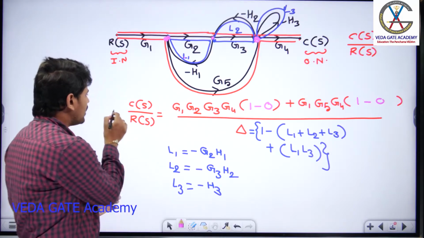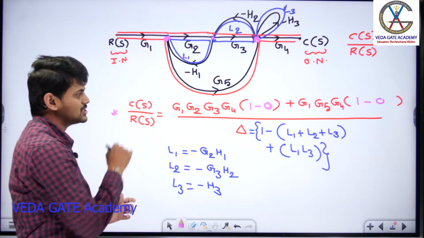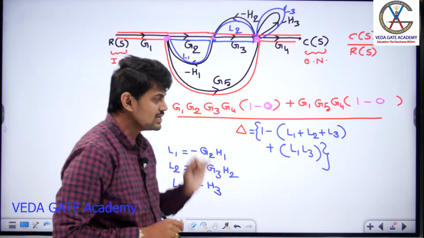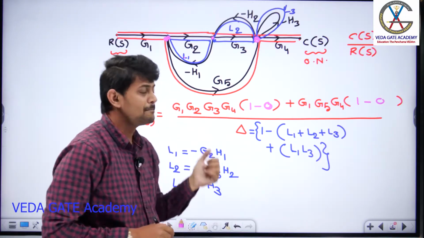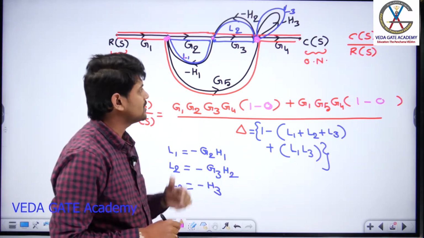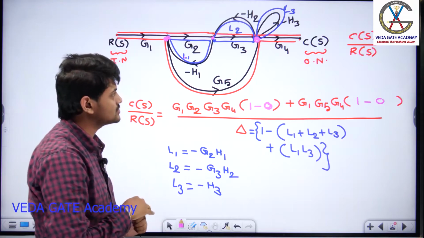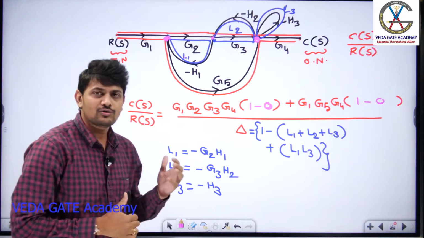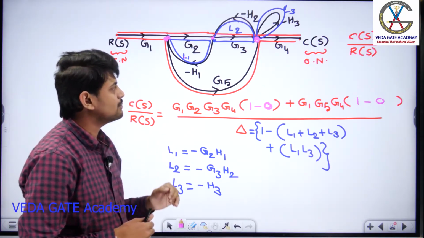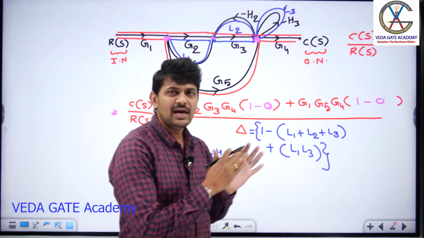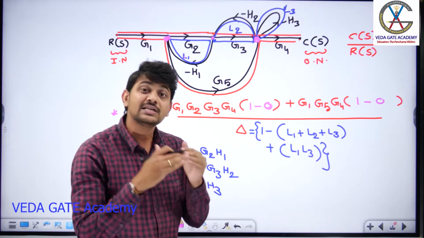And here, if you observe, I have written this particular step of C of S by R of S in a single step, rather than separately representing the loops, forward paths and all those things. I hope you understand this question, right? So let me move on to the next question so that you can get some more idea. Now this is a basic application of Mason's gain formula to a signal flow graph.